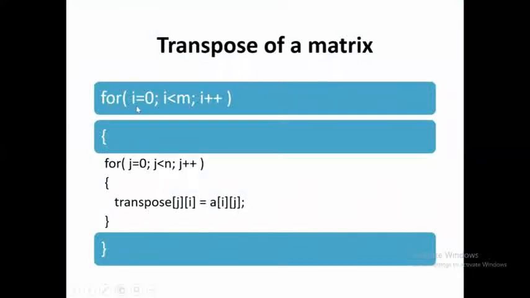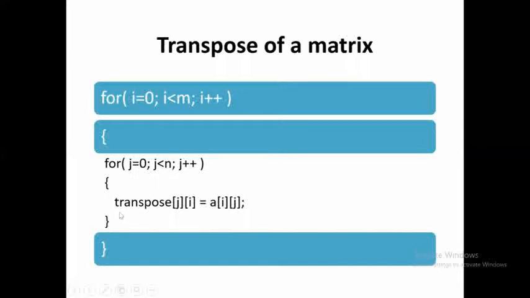Okay, for i is equal to 0, i is assigned 0, i less than m, i plus plus. Okay, first thing, i value is what? 0. 0 less than 2, condition is true, it enters into the second for loop, checking condition, that is j is equal to 0. 0 less than 2, condition is true, it enters into the second for loop.